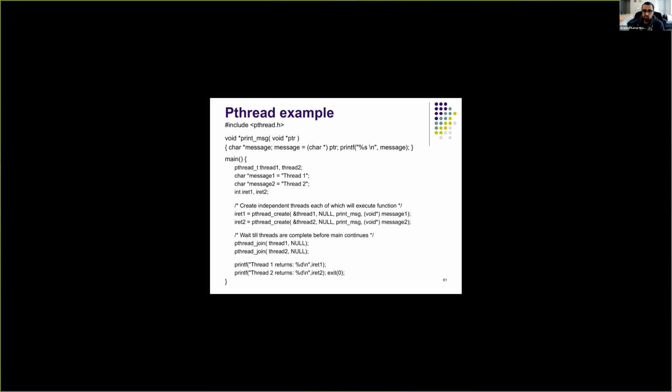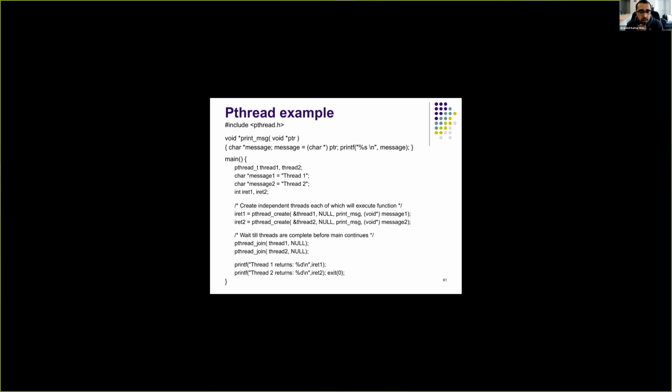Okay, and a thread library that is available in almost all POSIX compliant operating systems is pthread, which stands for POSIX threads, of course. And this is a simple example of how we can use threads. So here we can see that we are creating two threads by using pthread_create. The first parameter is the pointer to the thread, whereas the third parameter, the print message function, is the function that the thread should start executing from.